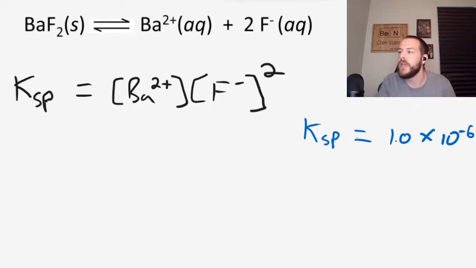Anyway, so Ksp is 1.0 times 10 to the minus 6. So how do we work out an equilibrium problem to solve for the molar solubility, the solubility of barium fluoride in moles per liter? So what I'm going to do is take this right here.